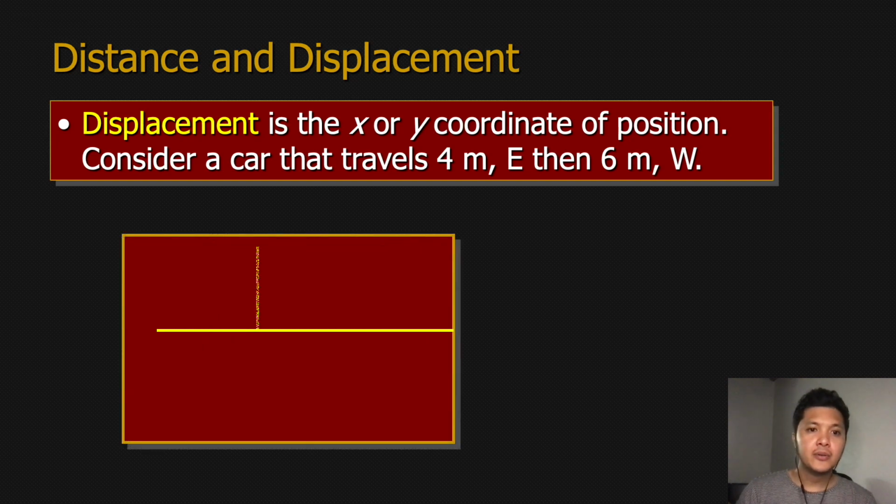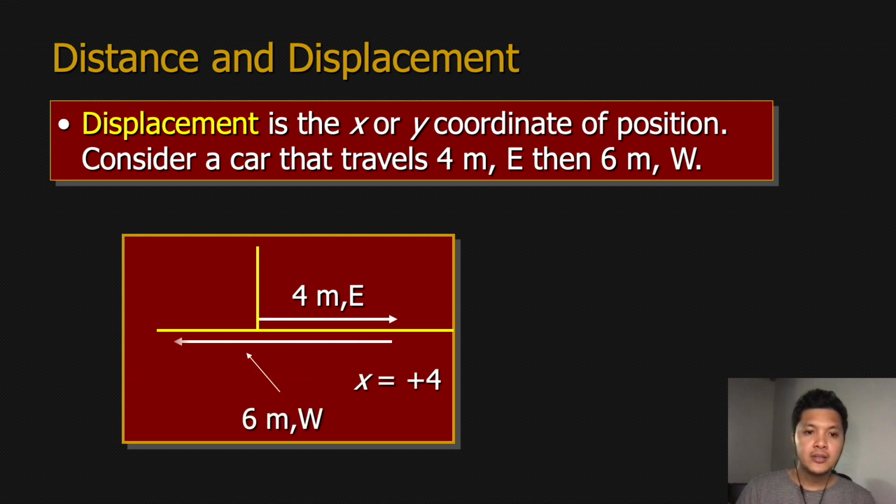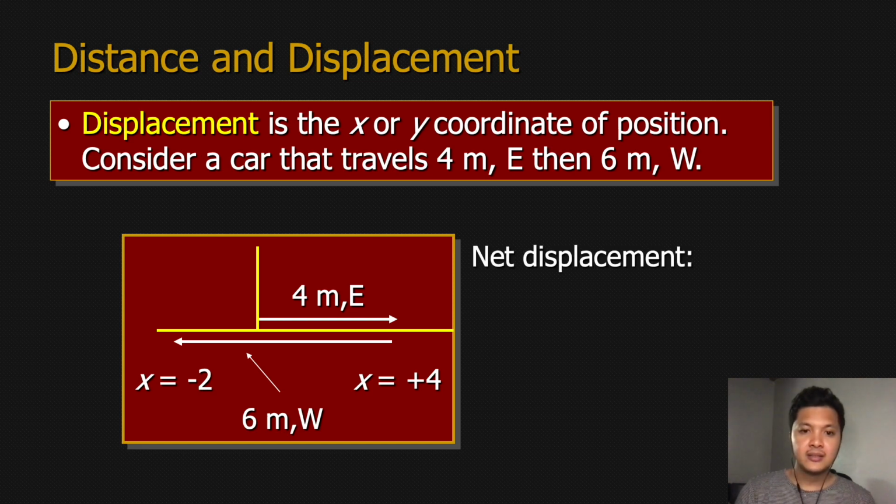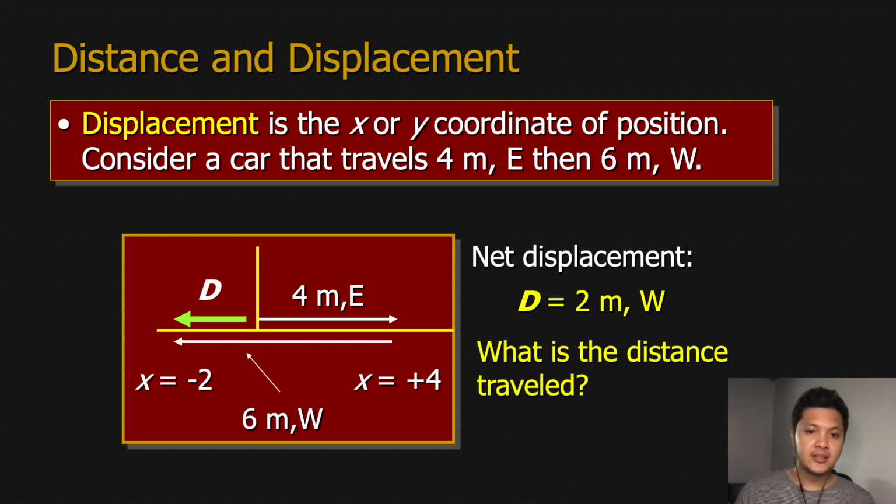This is another example that shows the difference between distance and displacement. For example, you traveled 4 meters going east, and then from there you also traveled 6 meters west. The displacement here is the difference between your initial position and your final position, which is a net displacement of 2 meters west. On the other hand, the total distance traveled is 10 meters, since you have to add 4 and 6.